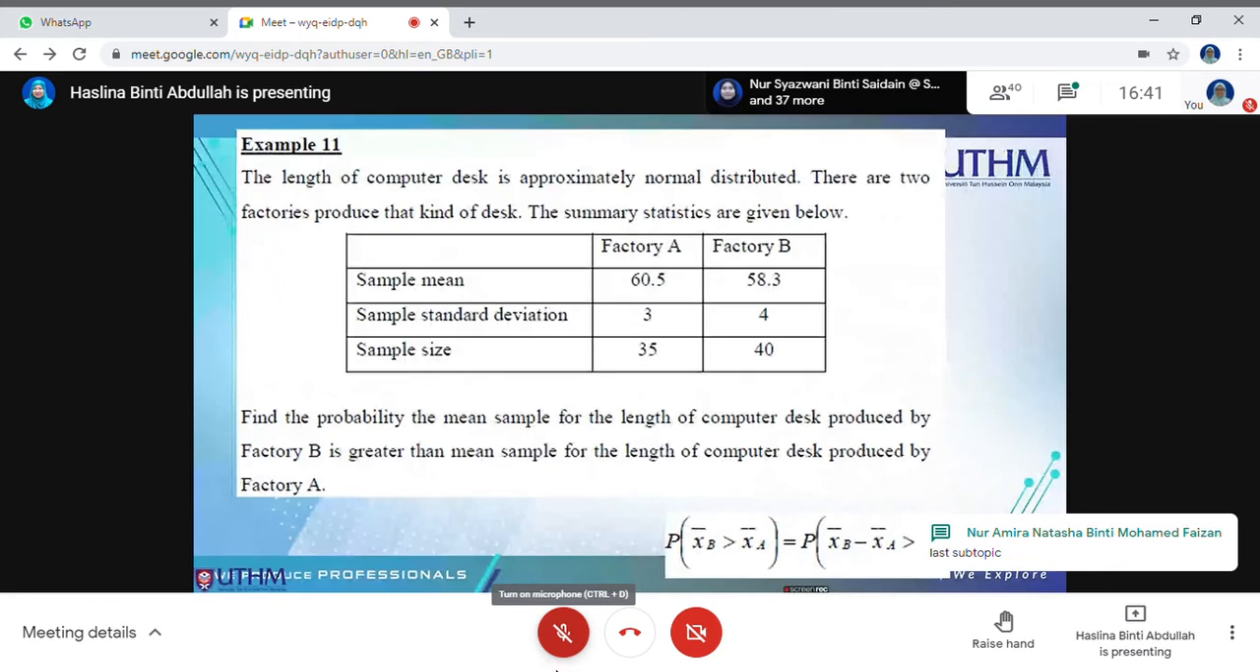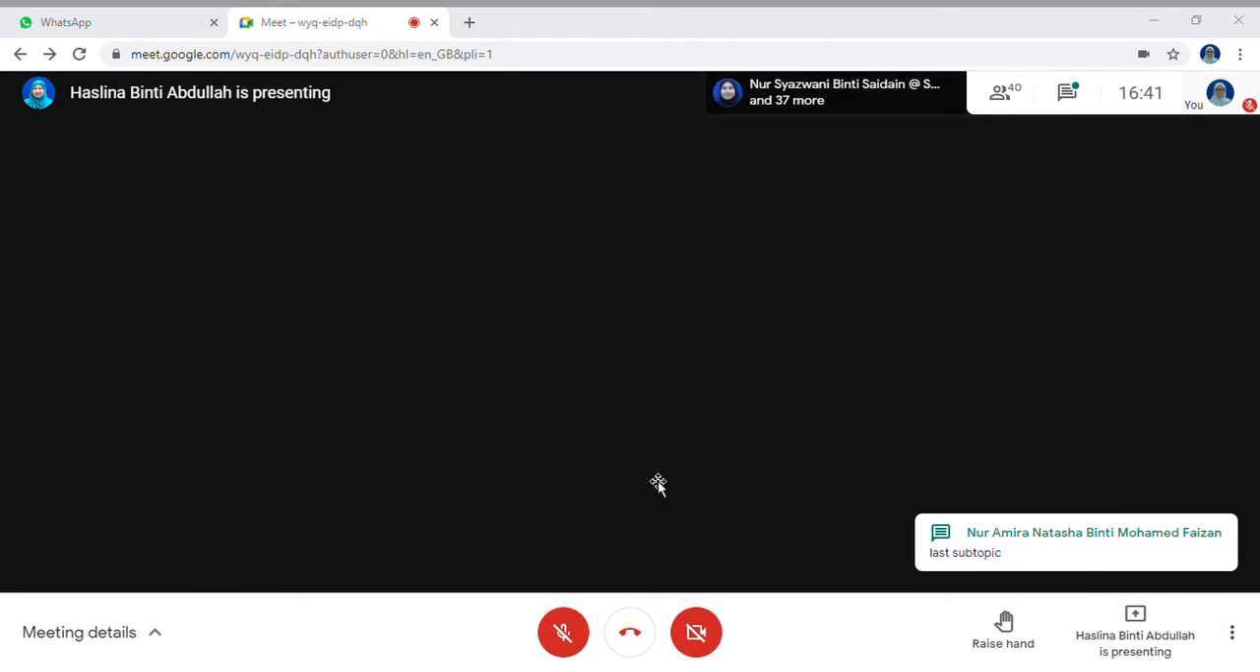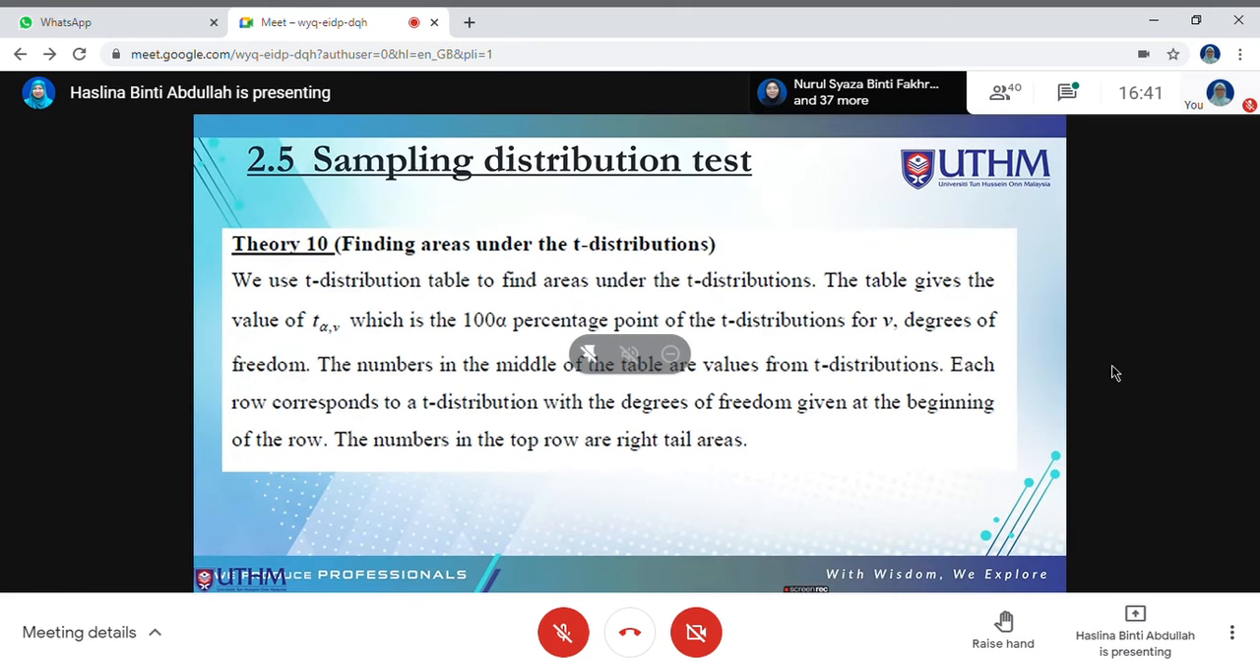Okay. And then we will proceed to the next subtopic, which is the last subtopic. This one is referred to the sampling distribution test. For subtopic 2.5, it refers to how to use the T distribution test and how to use the F distribution test. For the T distribution test, we will apply this method in chapter 3, chapter 5, and chapter 6.